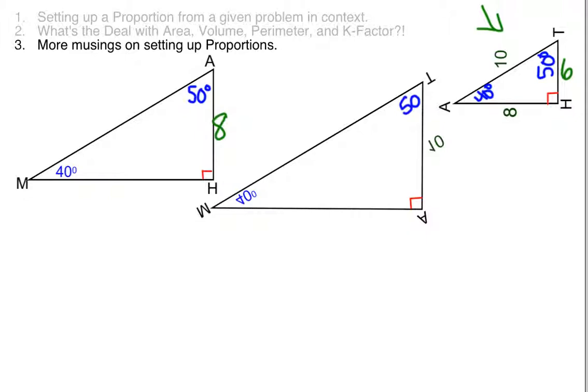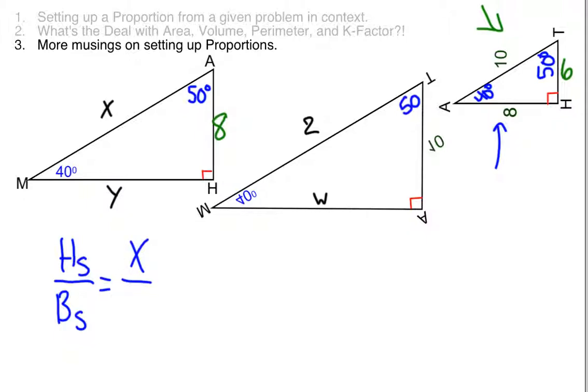So let's do this. I'm going to start just using variables. Let's go x, y, z, w. I'm going to start with this. I know that 10, which is the hypotenuse of the smallest triangle, has to be in the same ratio as elsewhere. So on the medium-sized triangle, we can use x for the hypotenuse of the medium triangle.